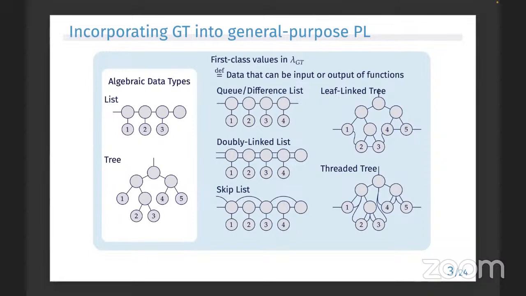In our research, we are developing a new functional language called LangCGT, which can handle data structures that are beyond trees, or in other words, graphs, and treat graphs as first-class values. For example, a difference list, or a list with additional links to the last node, and also cyclic lists and trees.